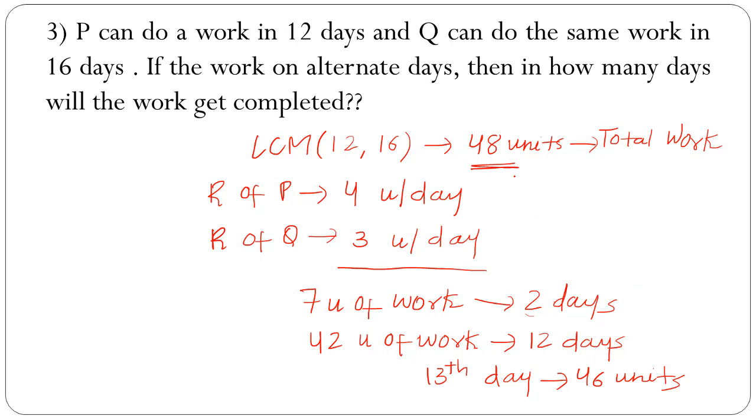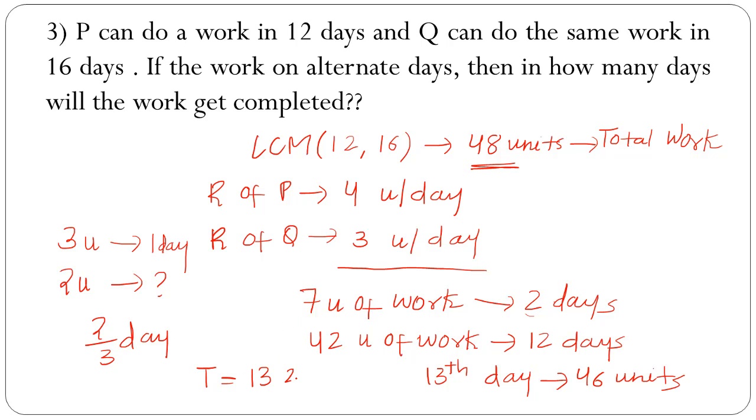Now total work was 48 units. So how many units of work is left? 2 units. And now it's the turn of Q. So 2 units of work is left and it's the turn of Q, right? So Q can complete 3 units of work in 1 day. Then how much time will it take to complete 2 units of work? It will be 2 by 3, 2/3 of a day, right? So the total time is given by 13 days for this 46 units, and for the remaining 2 units 2/3 of a day. So total time T will be equal to 13 2 by 3.